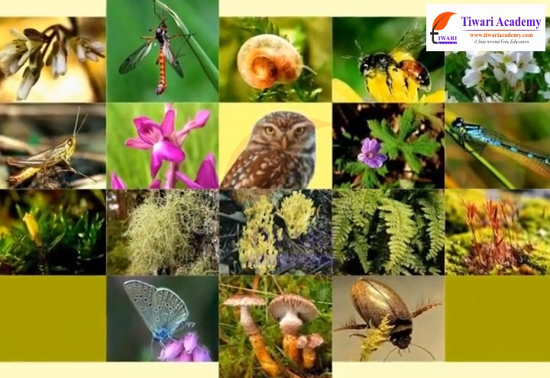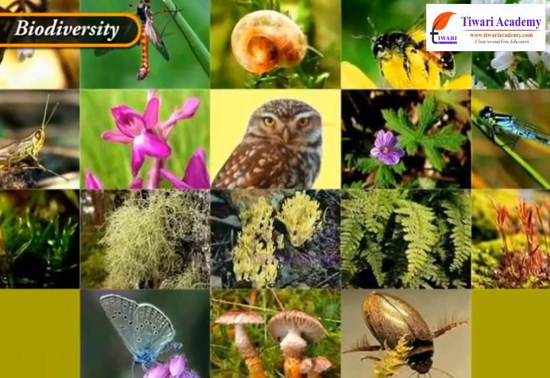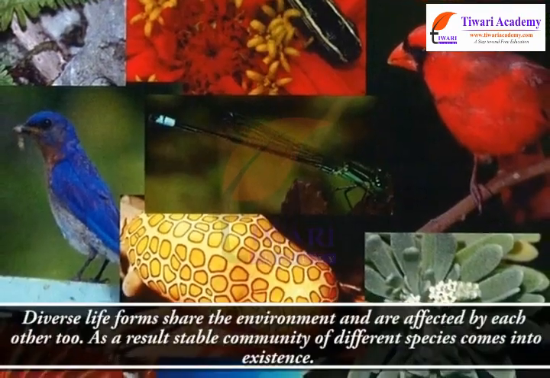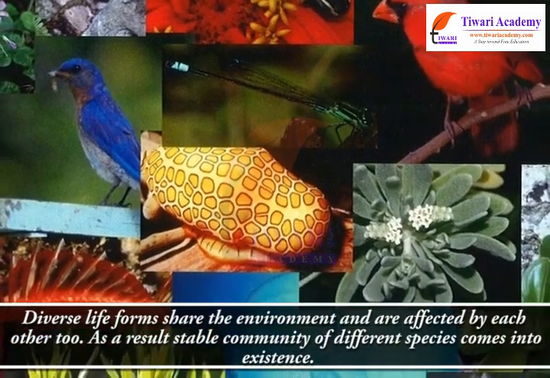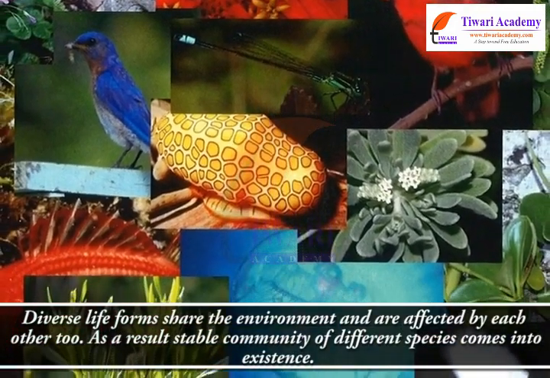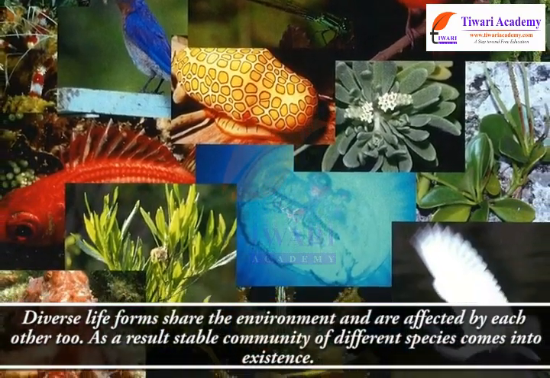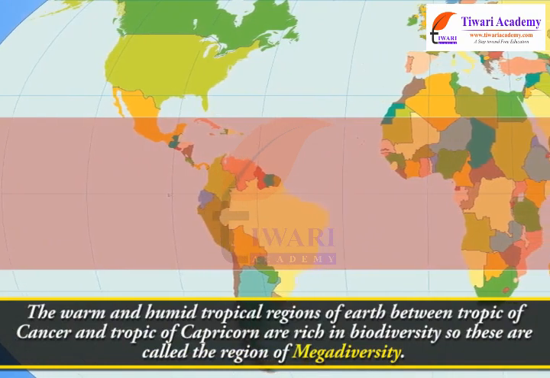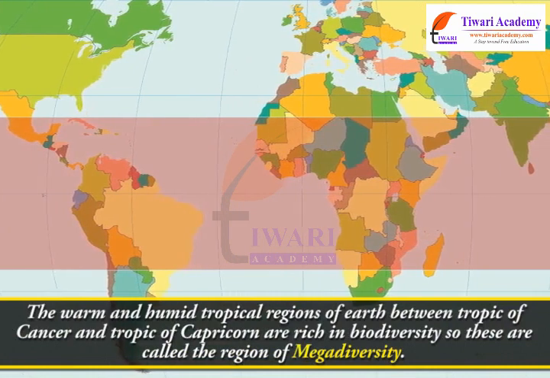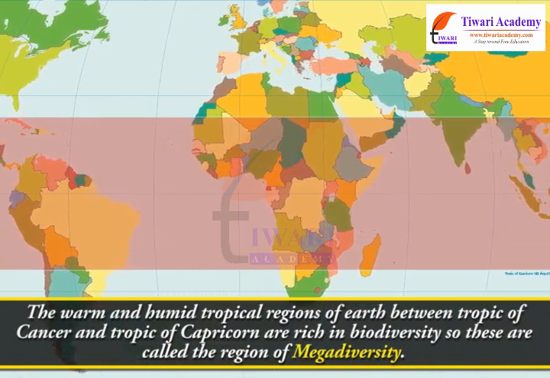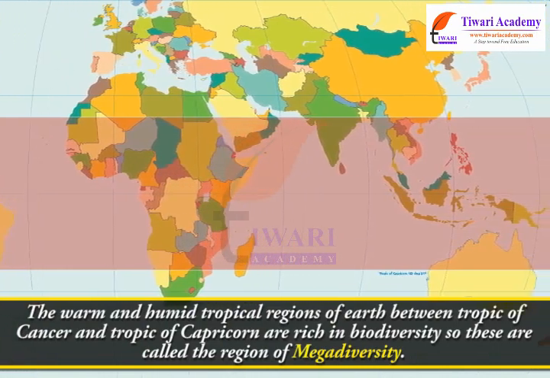We can define the diversity of life forms as biodiversity. Diverse life forms share the environment and are affected by each other too. As a result, stable community of different species comes into existence. The warm and humid tropical regions of Earth between Tropic of Cancer and Tropic of Capricorn are rich in biodiversity, so these are called the region of megadiversity.